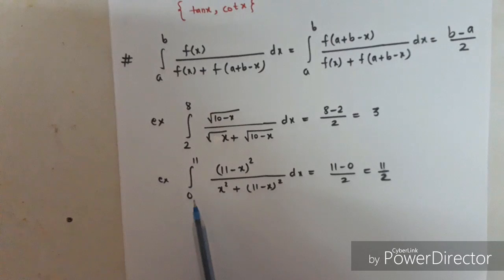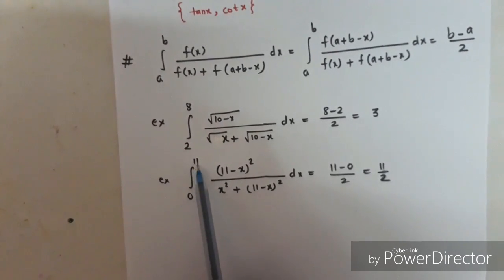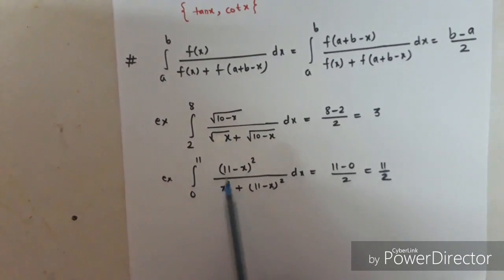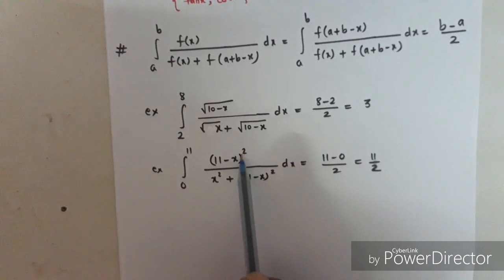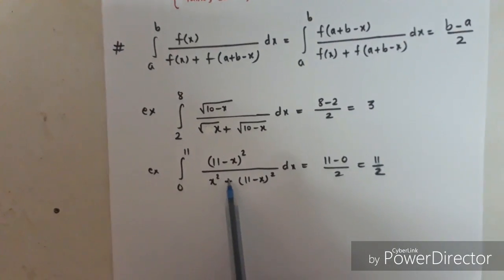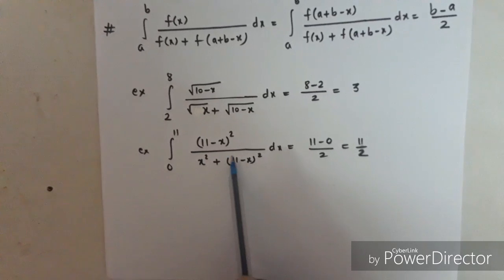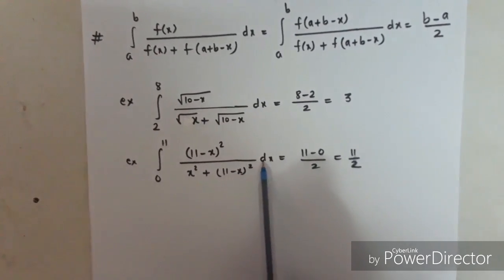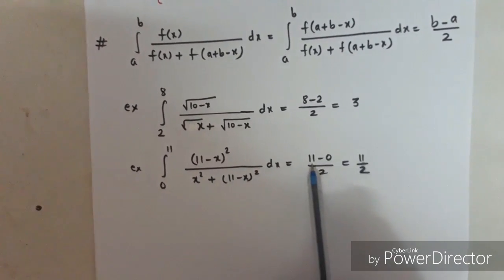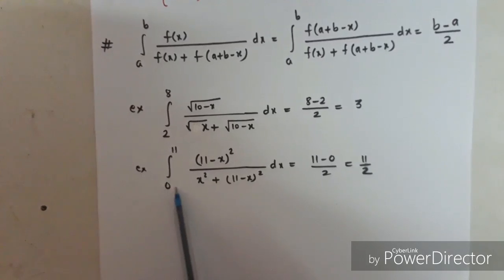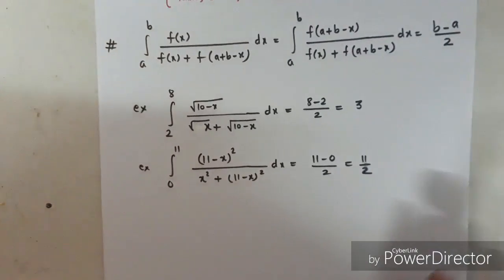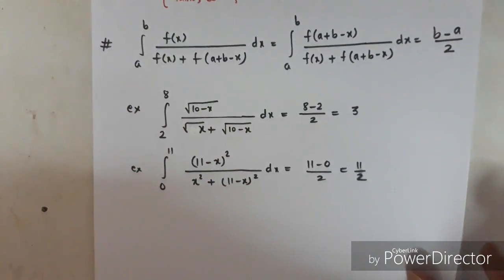Another example, lower limit is 0, upper limit is 11. So 0 plus 11 minus x, the whole square, divided by x square plus (0 plus 11, that is 11 minus x) the whole square. Upper limit 11 minus lower limit 0 divided by 2. Answer is 11 by 2.